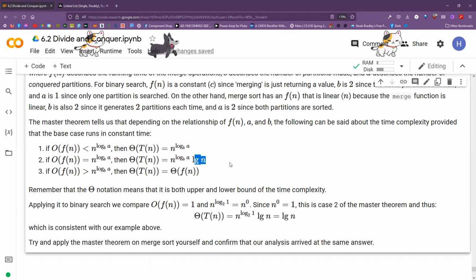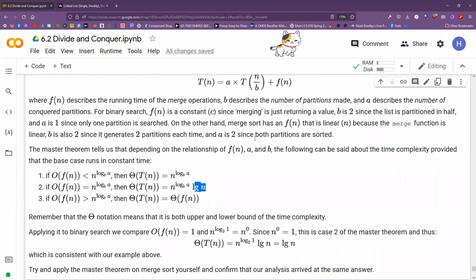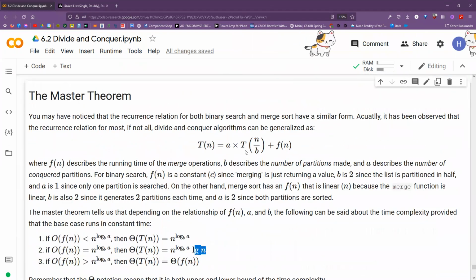So ayun, this should help simplify or mapapadali nyo dapat yung inyong pag-analyze ng time complexity ng divide and conquer functions. So that is all for the week. And yeah, good luck with your assessment.